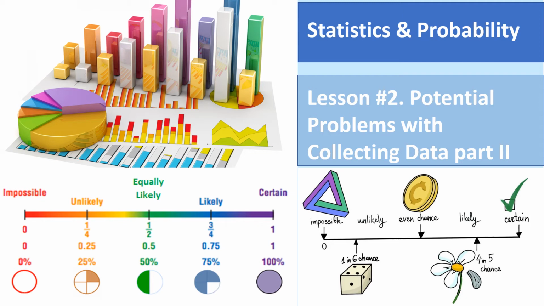Today we are finishing up lesson number 2, or chapter 2, if you will, of Unit 9, Statistics and Probability, which is about potential problems with collecting data, part 2.